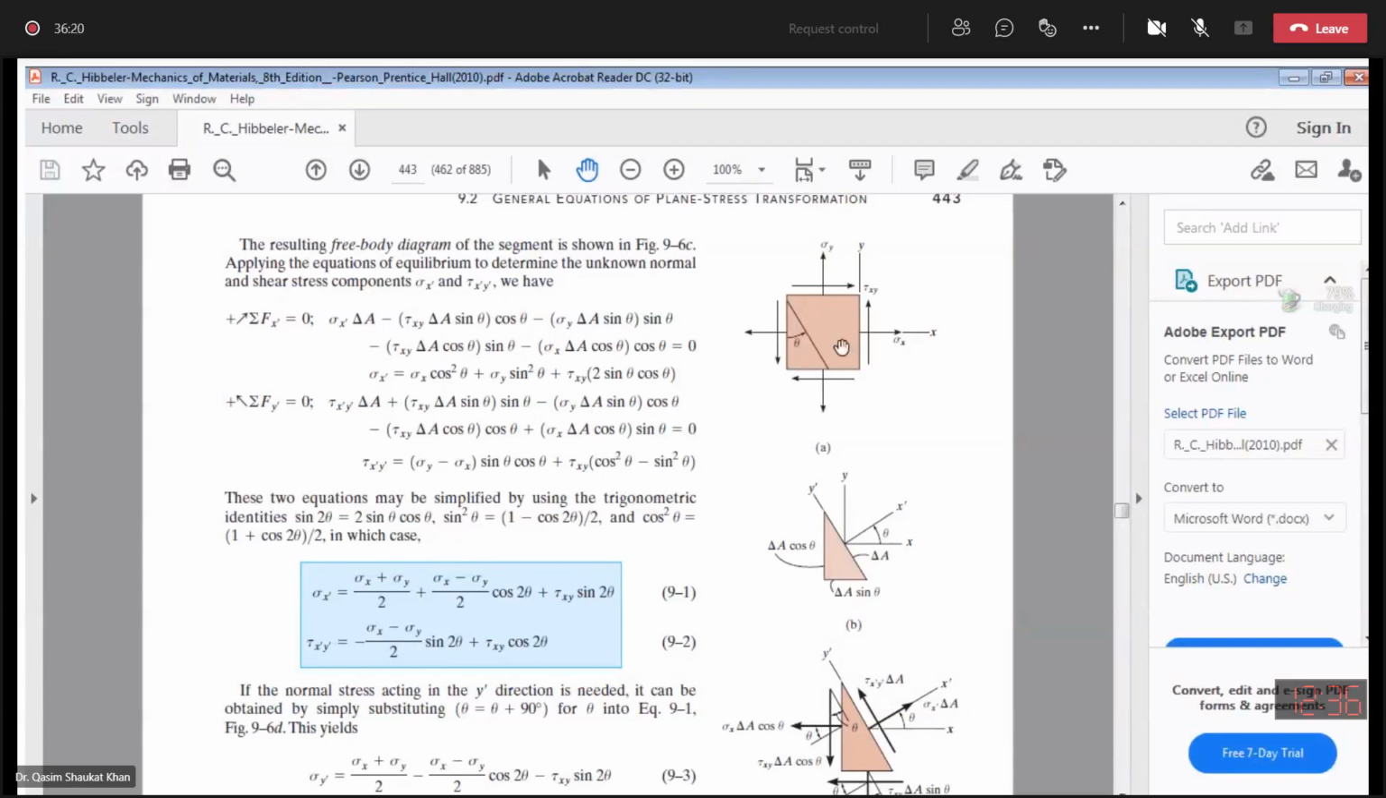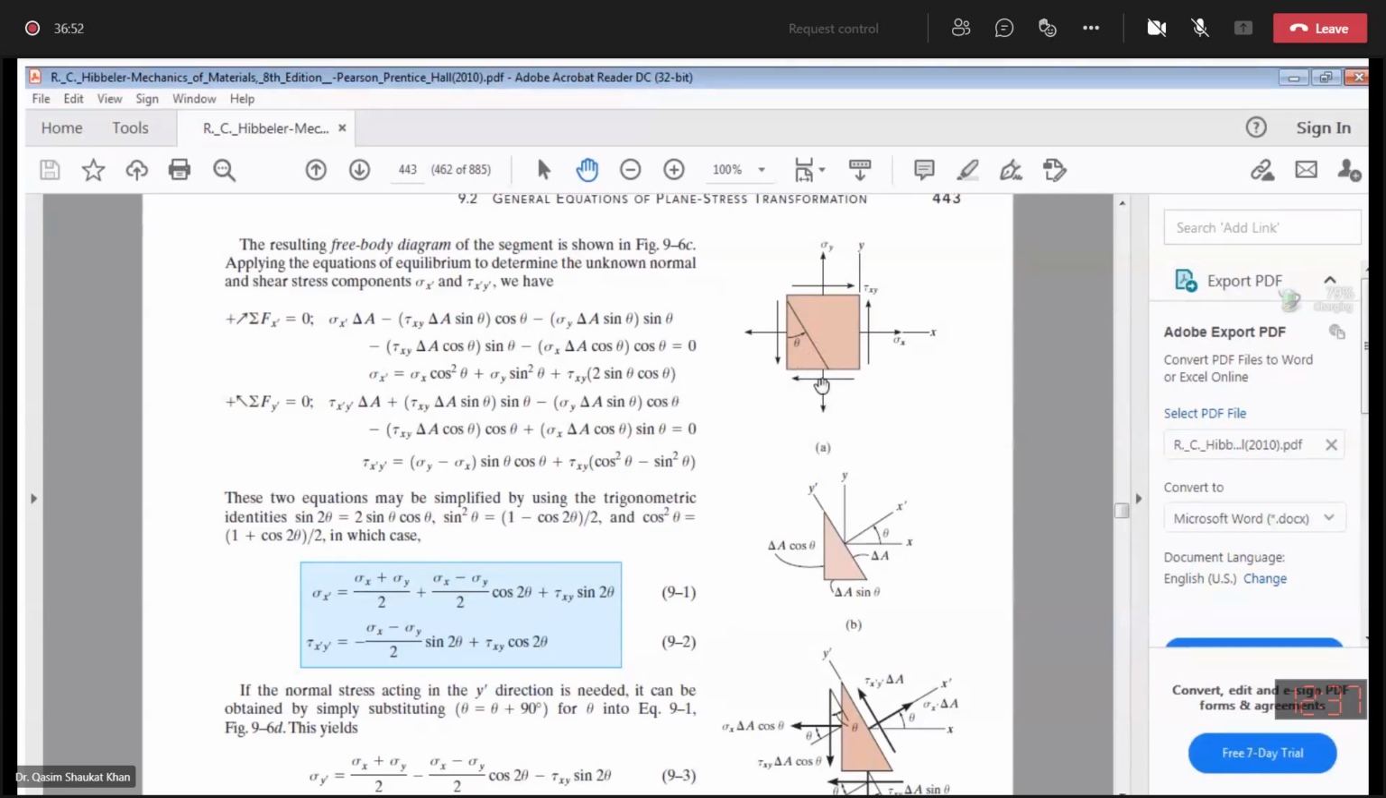Now, there is one thing. These are the transformed axes, x dash axis and y dash axis. So now we want to derive the equation. So we have this y dash axis and we have this x dash axis. To derive these equations, first we will cut the section along the y dash axis, and then later on cut the section about the x dash axis to develop these equations.